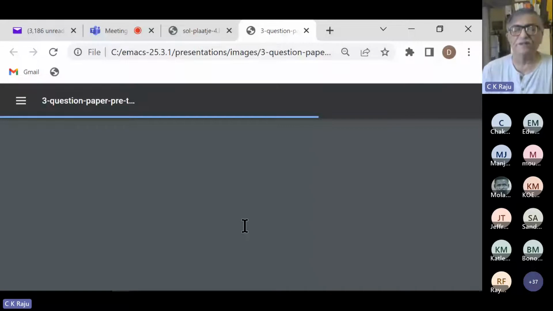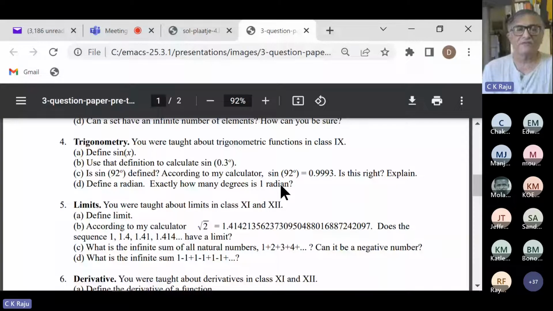In the pre-test for my calculus without limits course, I asked students to define sine of x. They will say opposite side by hypotenuse. Then I asked them what is sine of 92 degrees. You can't have a 92-degree angle in a right-angled triangle, so they don't know what to do. I said, you don't know, but my calculator knows. My calculator tells me that sine of 92 degrees is this much. So they have a conceptual error about the meaning of the sine function.